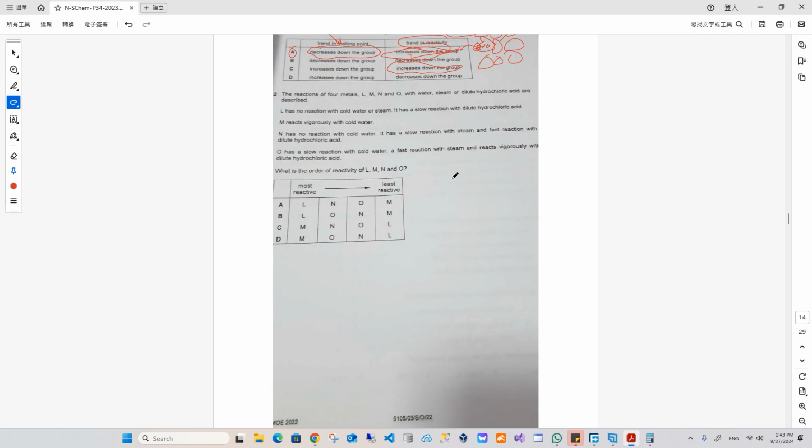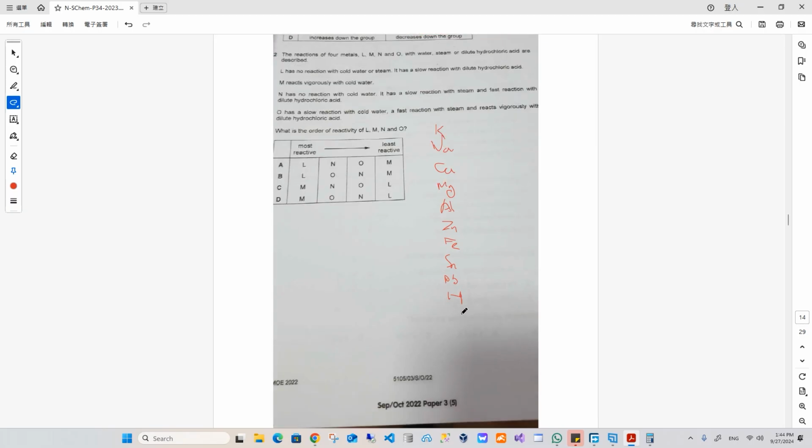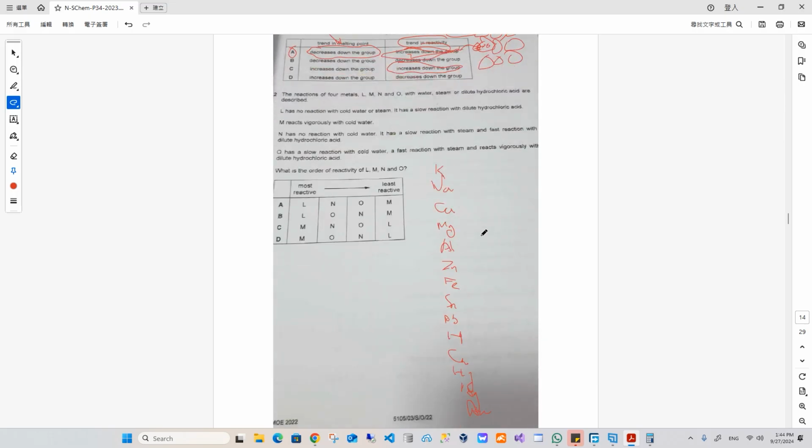Okay, so the metal reactivity series we learn is potassium, sodium, calcium, magnesium, aluminium. And after that, remember zinc and tin. Zinc, iron, tin, lead, then hydrogen, which is not a metal, comes in. Then copper, mercury, silver, gold, platinum. Nobody cares about those. Okay, so this is the list.